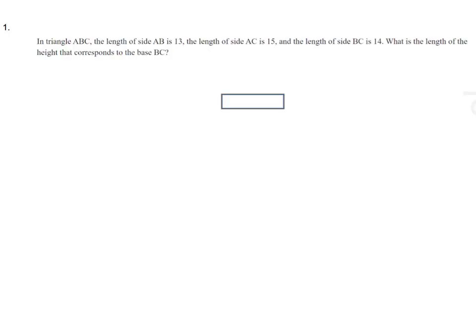In triangle ABC, the length of side AB is 13, the length of side AC is 15, and the length of side BC is 14. What is the length of the height that corresponds to the base?